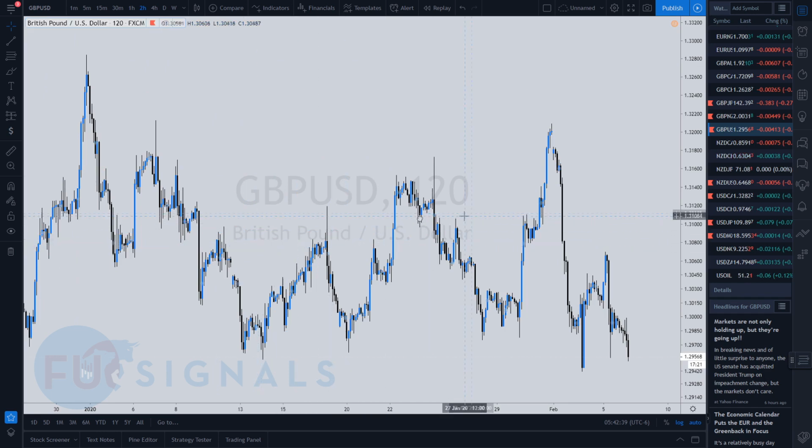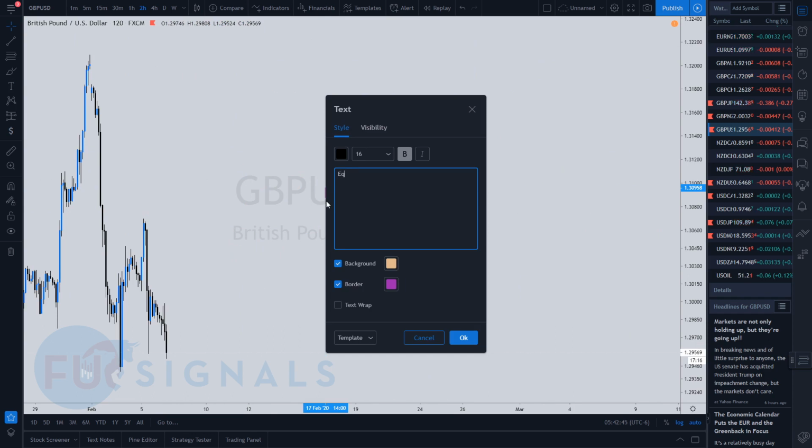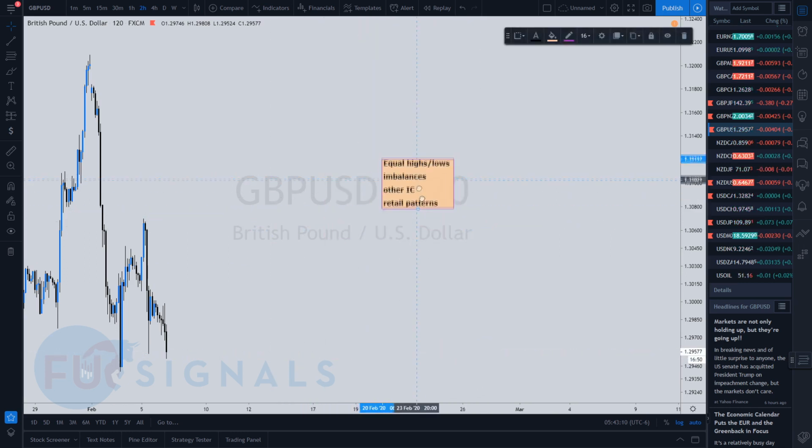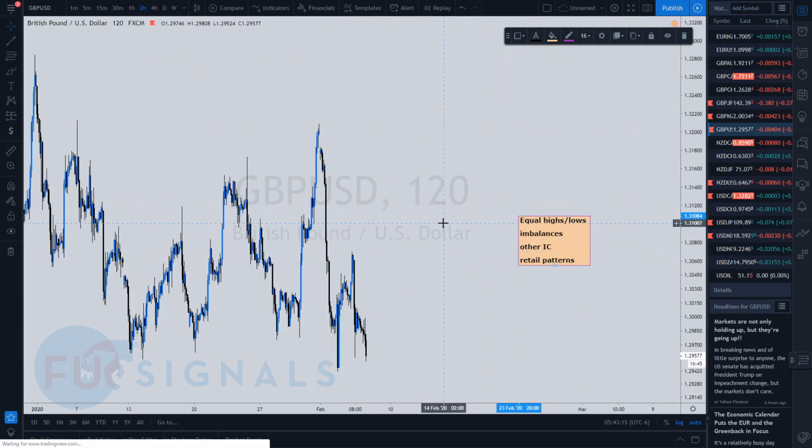So simply, our targets are equal highs, lows, imbalances, other institutional candles, and retail patterns. So these would be our 4 targets when we're looking at the chart. So we are always on the lookout for these, right?